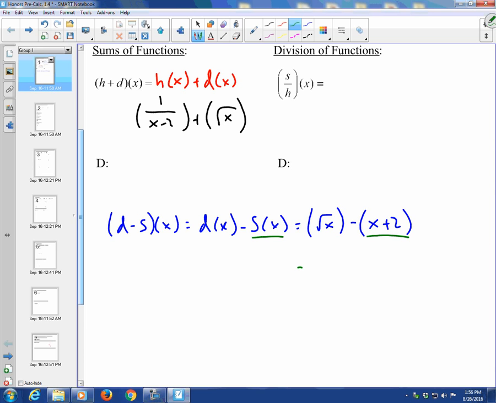Now, simplifying means that we would distribute the negative through those parentheses. So we would have our d minus s of x equal to the square root of x minus x minus 2, right? And that's, of course, a lot different from if we just combine the two expressions without parentheses, which would be the square root of x minus x plus 2. So this is not d minus s of x. And that's an important thing to recognize here.